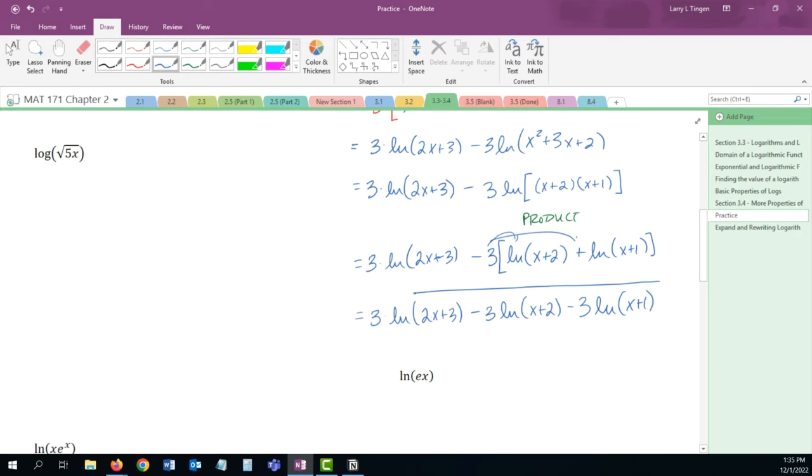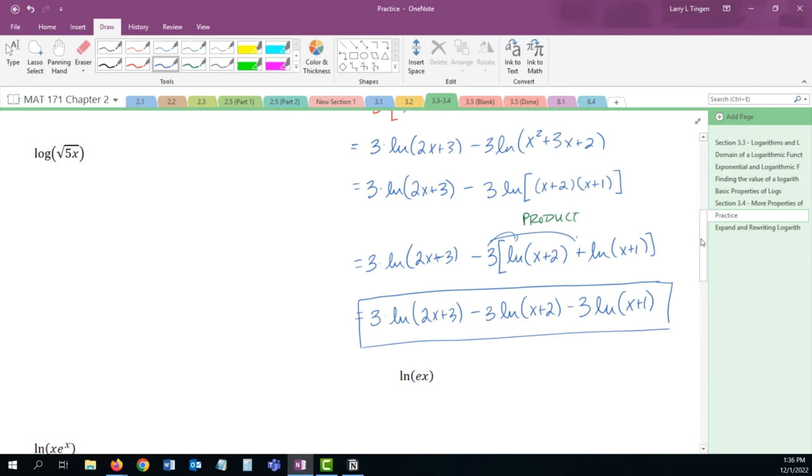Can I do any more with this? Are there any more powers, products, or quotients inside the parentheses? Nope. Do any of these logs have the exact same argument? No. If they did, they would be like terms and could be added together. But none of these do, so we don't have to worry about that.